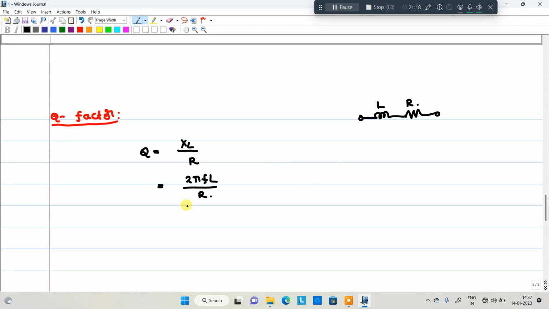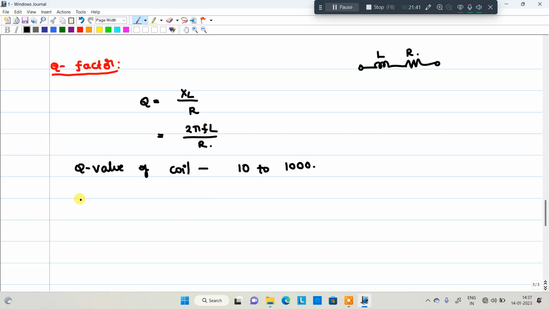You know that. So after that, quality factor for different coils. For example, the Q value of a normal coil, the range will be 10 to 1000 in the normal case. In case of radio frequencies, the Q value of a particular coil may vary from 30 to 500. Okay, in case of RF.